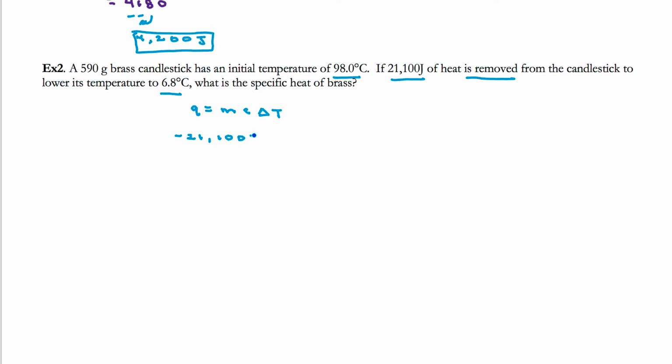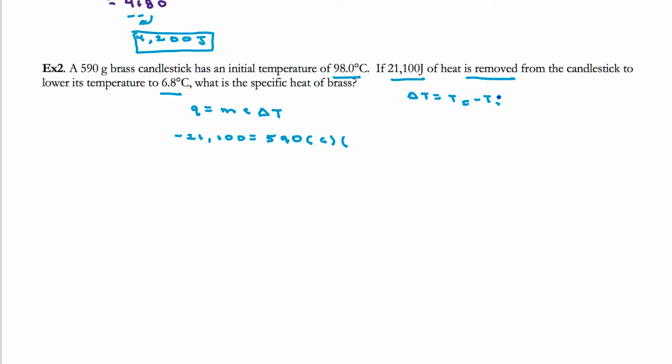Okay. I know the mass of my candlestick is 590 grams. It's asking me to solve for my specific heat, so that's my C. And then I need to plug in my delta T. So remember, delta T is final temperature minus initial temperature.